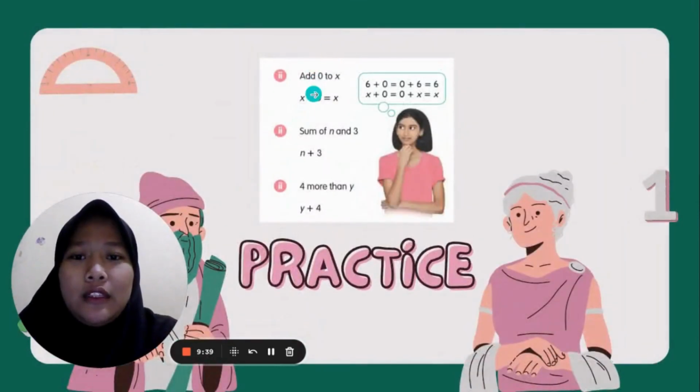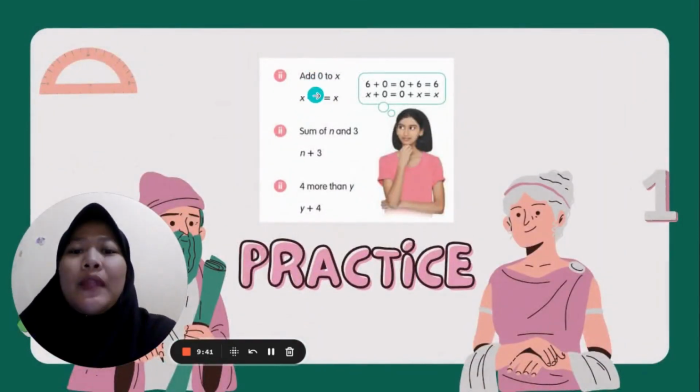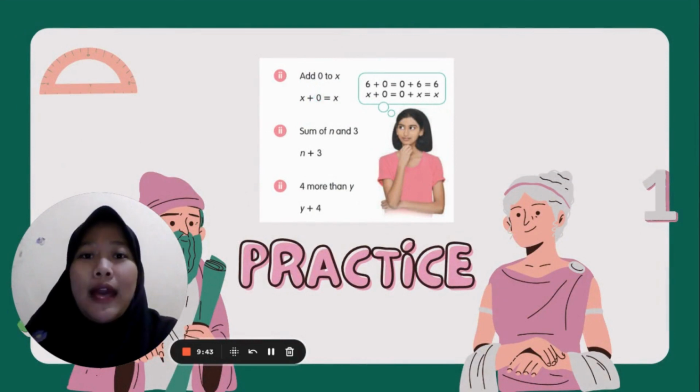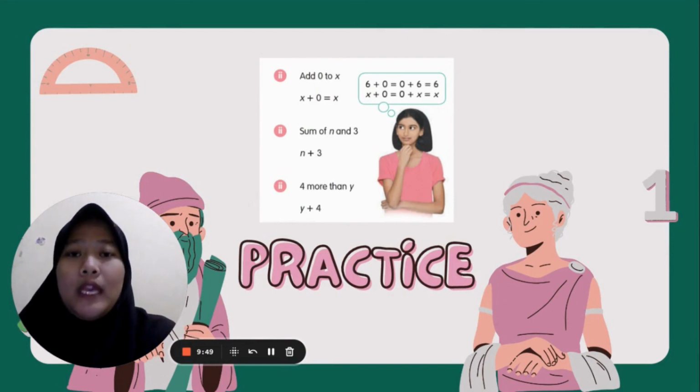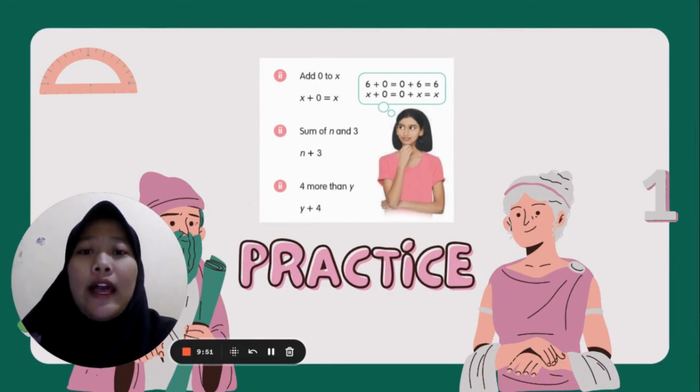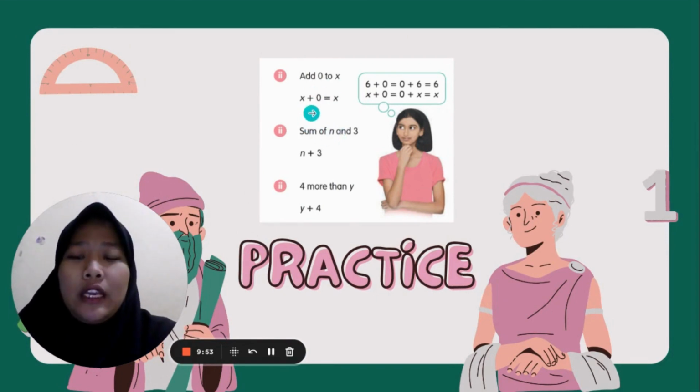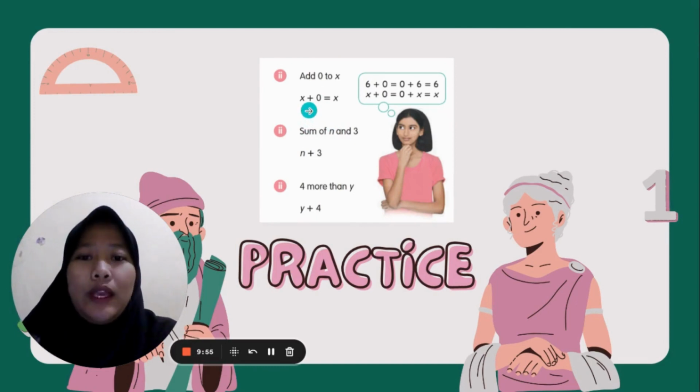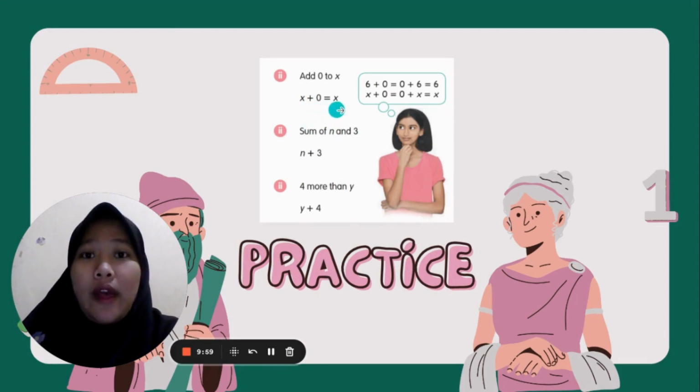Okay, let's take a look. You see, add 0 to x. Even though we use letters, it will be the same. The expression will be an addition again, like the previous one. So in here, we will add x with 0. x plus 0 equals x.